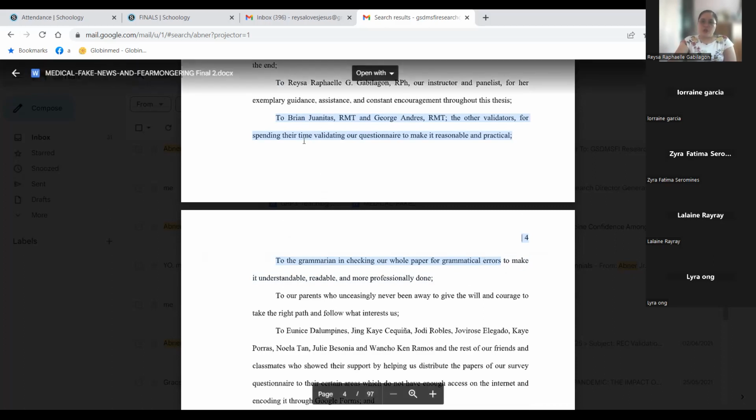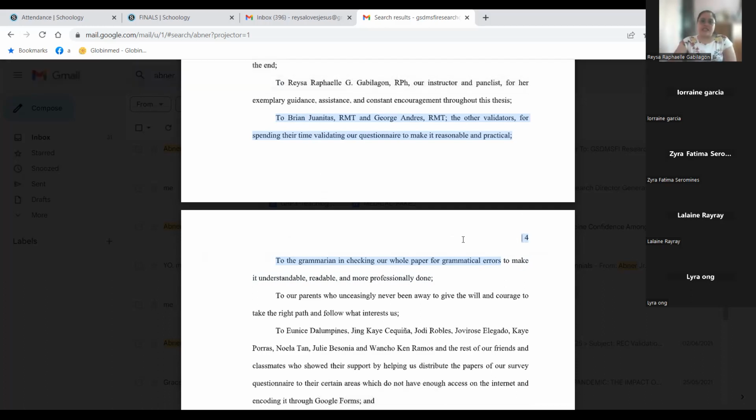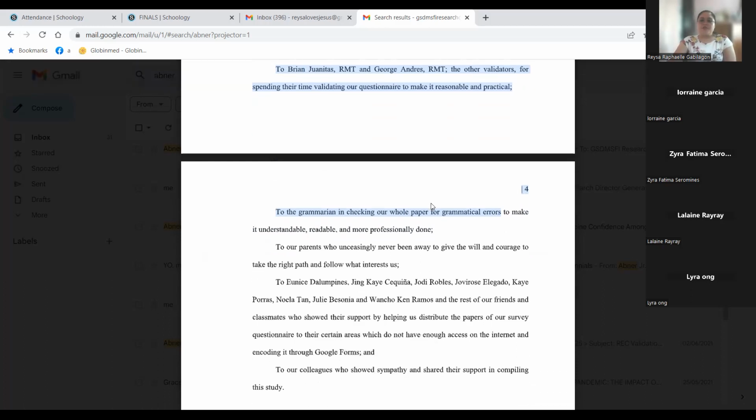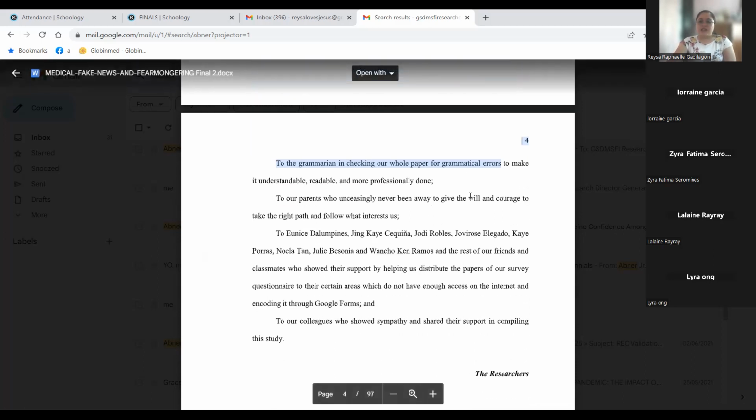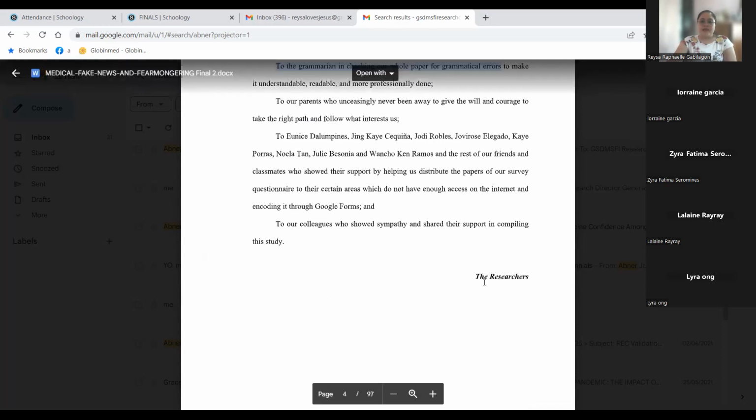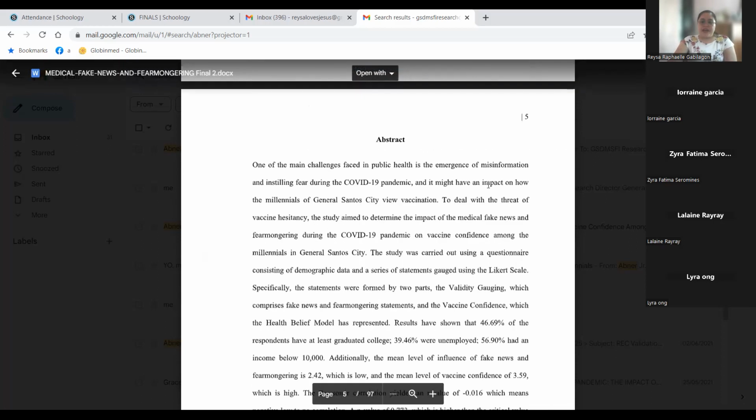Pero hindi pa kasi ito mako-complete kasi halfway pa lang naman kayo ng research ninyo. So sa final defense, pwede niyo siyang i-edit if ever meron pa kayong gustong i-acknowledge sa paper. Okay? And then this will end with the researchers. Okay? And then you don't need to place an abstract.